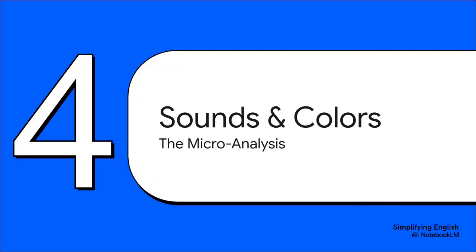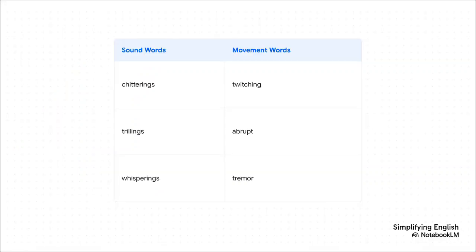Time for a little micro-analysis. Let's organize our evidence here. Look how clearly he separates the auditory chaos from the kinetic energy. On the left, we've got the sound words: chitterings, trillings, whistle, chirrup. It is a total cacophony of high-pitched noise. Then on the right, the movement words: twitching, startlement, abrupt, tremor. Notice how these aren't smooth or calming words at all? They are words of sudden shock and rapid displacement. The vocabulary itself is physically enacting the crazy energy of the bird.